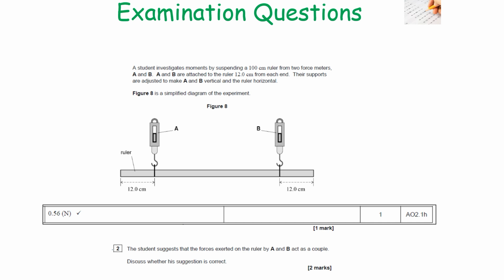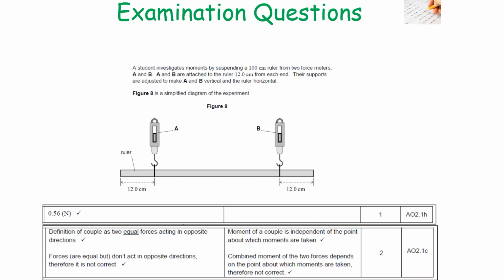Now, it's suggesting that forces exerted by A and B act as a couple. Well, what is a couple? Well, a couple are two forces which act in the same plane, have the same size, but they act in opposite directions because it causes rotation. Now, if we look at this situation, it's not a couple because they are two equal forces, but they're both acting in the same direction, upwards. So it can't be a couple because they're not acting in opposite directions.